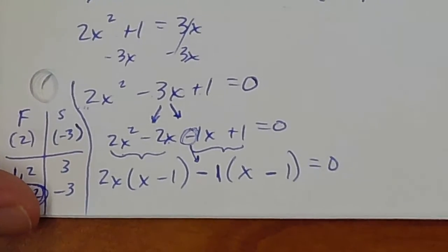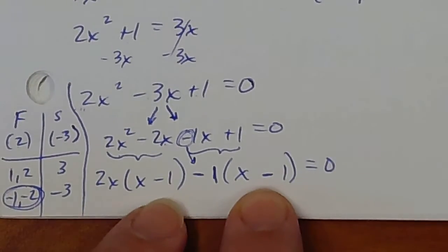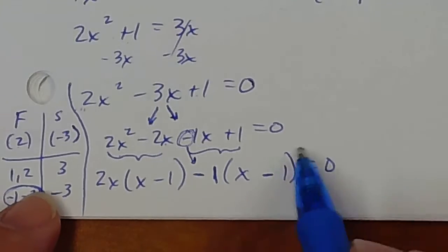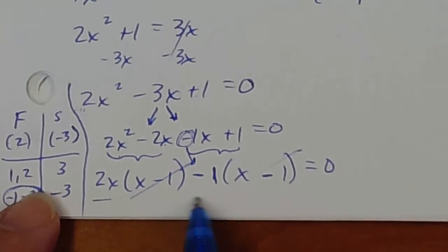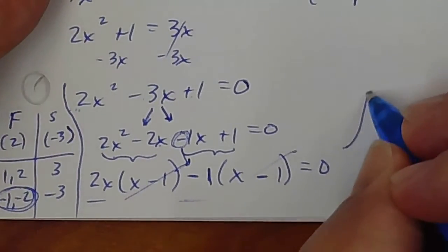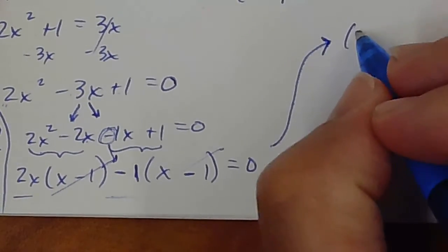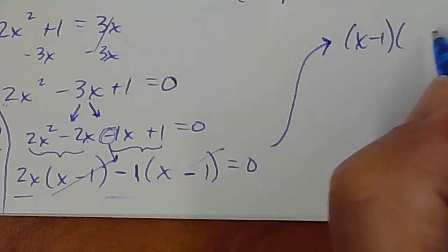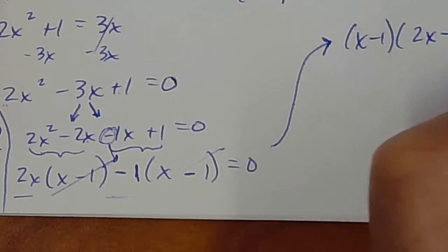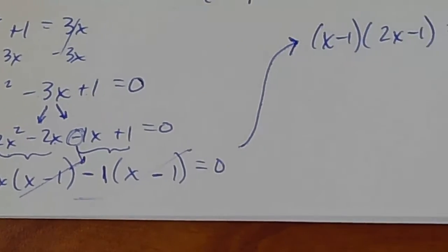Okay, almost completely factored now. So now that I have x minus 1 in common, that comes out of each group. So once I pull out the x minus 1, I'm left with 2x minus 1. So those are my factors. So we get x minus 1 times the quantity 2x minus 1 equals 0.